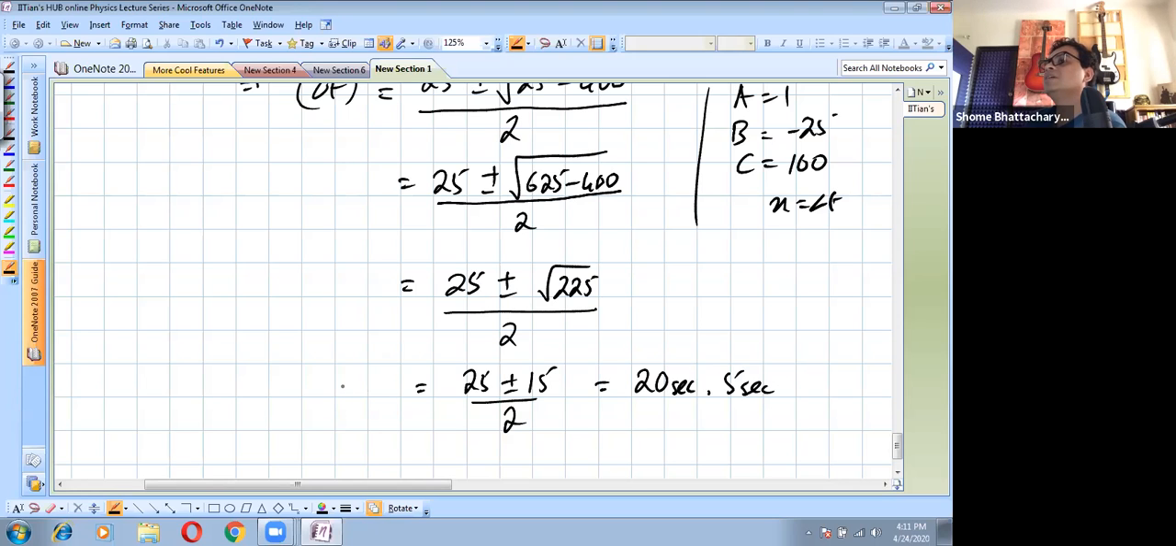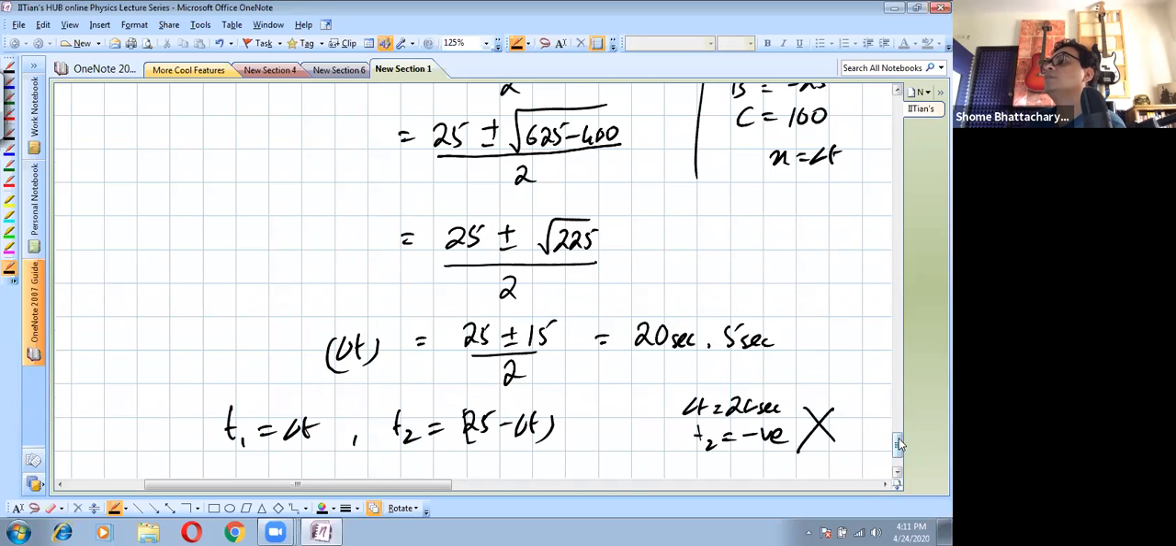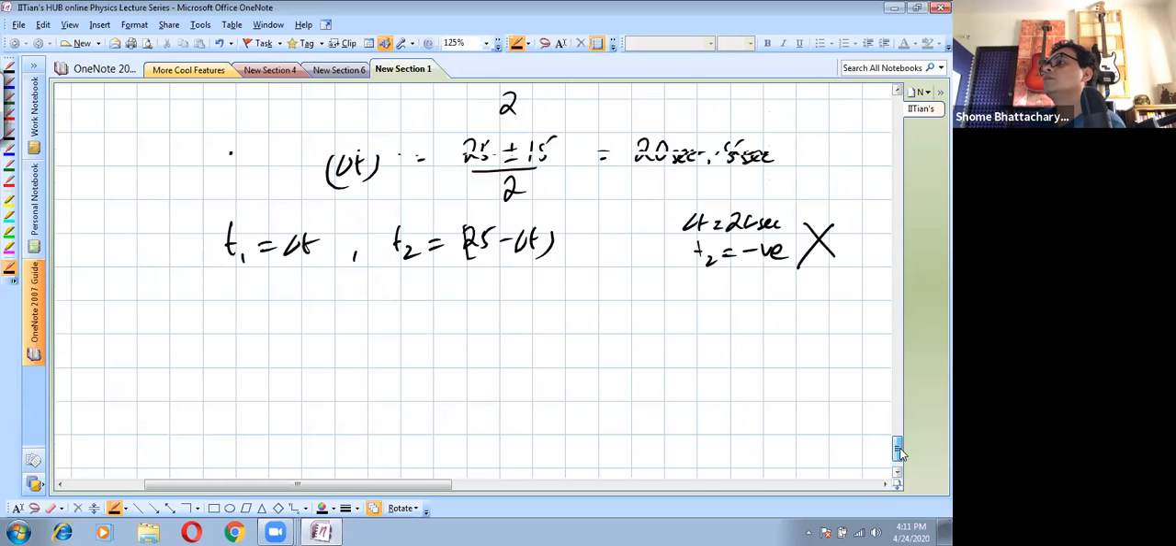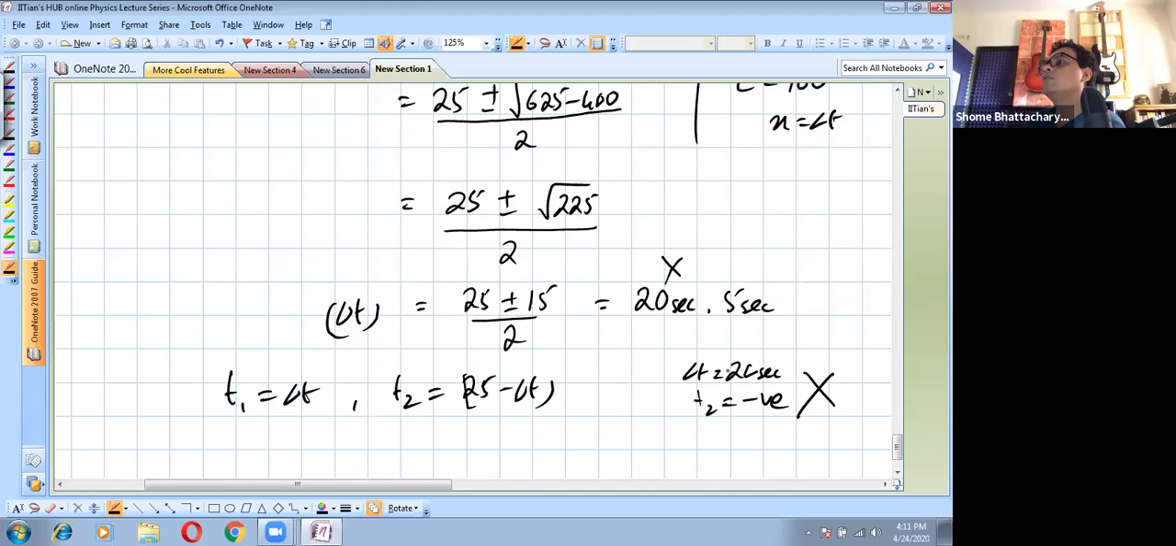So sorry, one root doesn't come out negative here, but we still have to analyze which is my T1 and which is my T2. So now remember, T1 is delta T, suppose, and T2 is 25 minus delta T. Now you'll see that if I use delta T equal to 20 seconds, I'll get T2 as a negative time. That's not acceptable. So that is why this root gets eliminated.